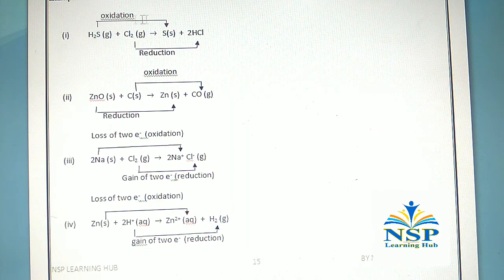Examples of redox reaction. Number 1. Hydrogen sulfide plus chlorine gives sulfur plus hydrogen chloride. Here hydrogen sulfide changes to sulfur. Removal of hydrogen takes place, so it is the oxidation reaction. And chlorine changes to hydrogen chloride. Here is the addition of hydrogen, so it is the reduction reaction.